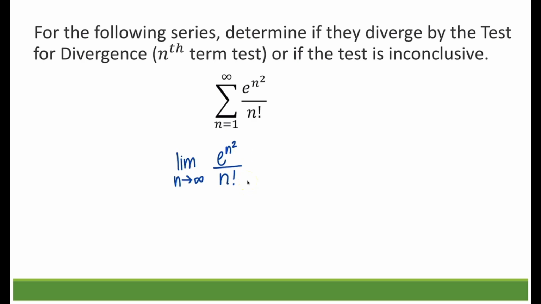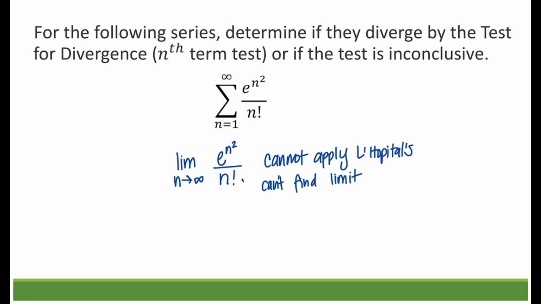I would think maybe to try L'Hopital's rule, except we don't have a differentiation rule for factorials. So here we cannot apply L'Hopital's rule, and we can't determine the limit, right? So we can't find the limit. So in this case, we can't even apply the test for divergence. So we didn't meet the requirements. We can't find the limit as n approaches infinity, so the test for divergence doesn't apply.